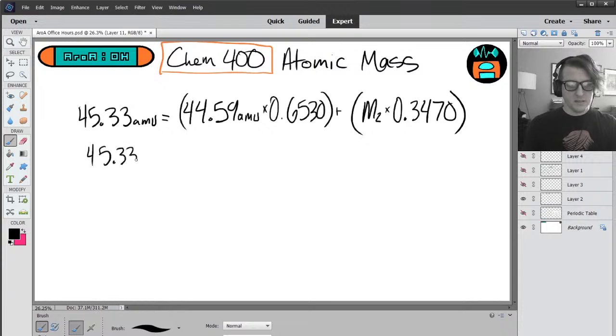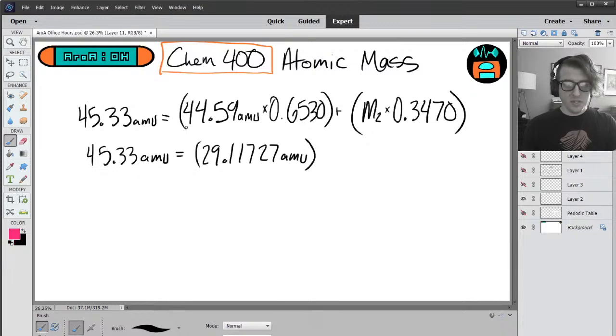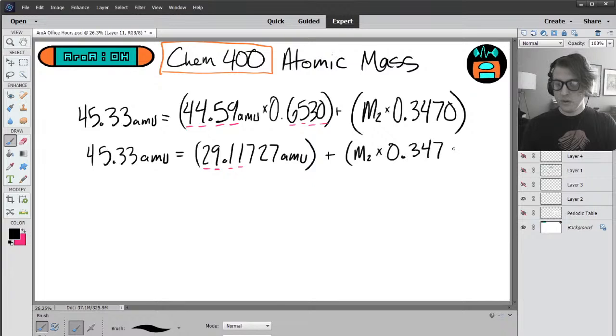All right, first order of business is we need to multiply 44.59 times 0.6530. And the value that I get is 29.11727, units are AMU. Now we still have to watch our sig figs here, and you'll notice that both of the numbers we multiplied have 4 sig figs, so this value can only have 4 sig figs. I'm going to wait to round to the end of the problem, but I'm putting these lines here to remind myself that there's only 4 sig figs in play. And then we have plus the mass of our second isotope times its percent abundance, 0.3470.